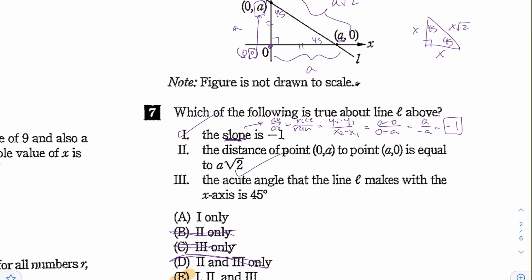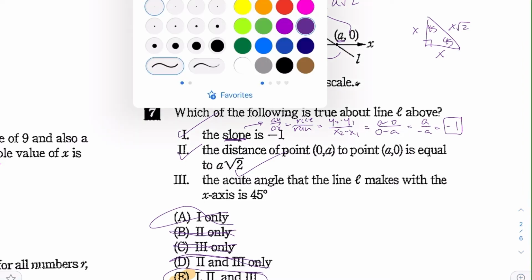So choice 2 is true as well, so that means the answer has to be choice E, because A is wrong, it doesn't have numeral 2 in it, and choice E is the only one with both 1 and 2 in it. And you see that choice 3 is also correct. It is 45 degrees, because it's the 45-45-90 right triangle.